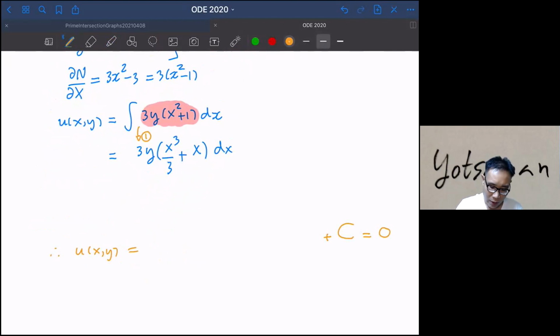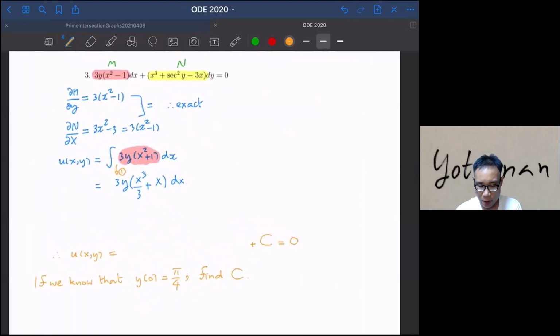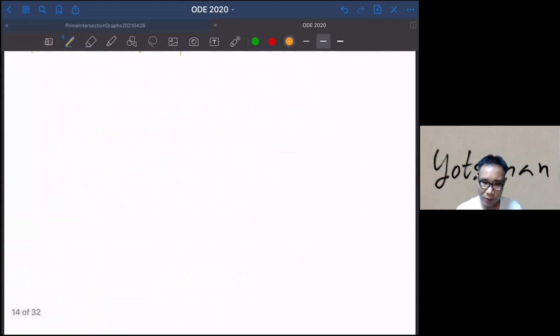And if we know that y0 equal to pi over 4, you're gonna be able to obtain the solution. So you continue now, step 2, step 3, step 4 until step 5. You're gonna get uxy equal to something plus c equal to 0. And you're gonna be able to find the particular solution when you have y0 equal to pi over 4 as well. I'm gonna just leave you to do this one and I'm gonna get back with the solution during the recitation. So that should be all for this clip.